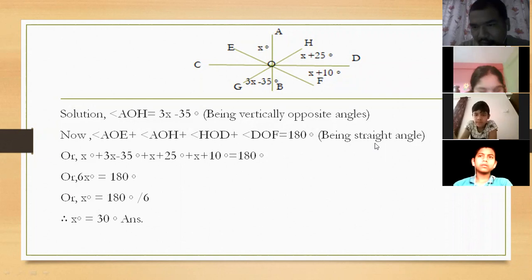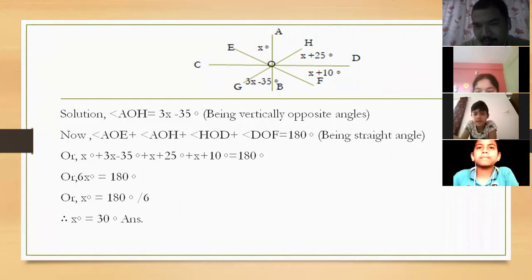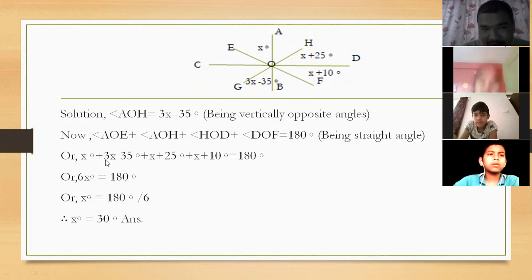Excellent. And please don't forget to prepare the note of math. Okay, you have to make all the questions. Sir, can you explain again how there came 6x? Okay, look here. x degree and 3x degree make 4x. 4x plus x, 5x. 5x plus x, 6x.